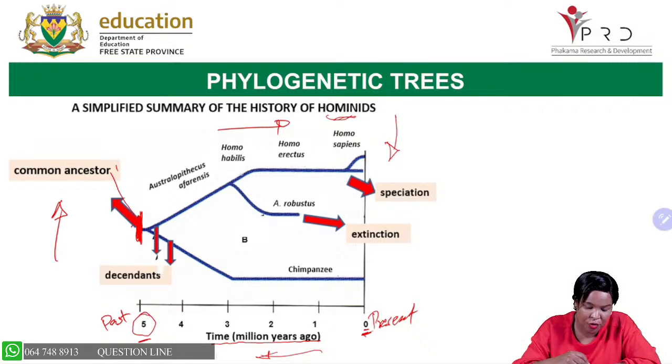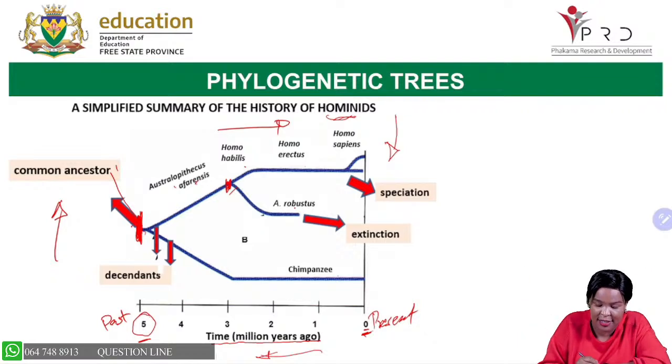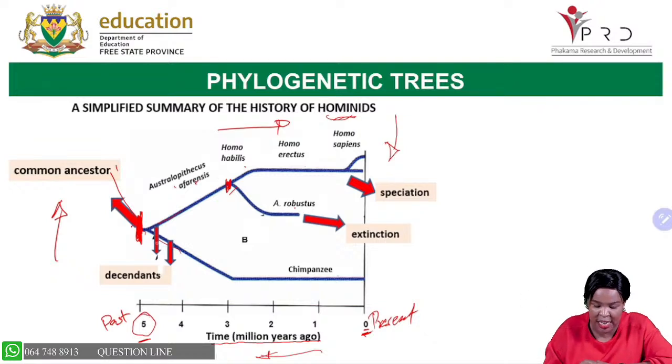But if they ask you for the common ancestor of the Homo habilis and the robustus, your common ancestor will be here. Then it will be your Australopithecus afarensis. You see, what comes before the branching is your common ancestor. Then the branching shows the descendants, what descended from the common ancestor. So this branch will show you these are the descendants of this particular common ancestor.